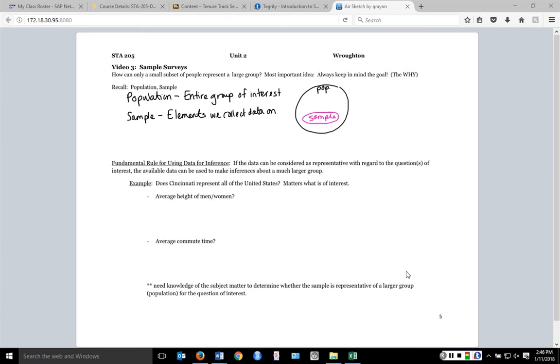And we're going to talk about this rule. It's called the fundamental rule for using data for inference. The idea here is to figure out at what point a sample can be representative of a larger group, but it also matters what question we're interested in. An example that I like to start with is, do you think Cincinnati could represent all of the United States? Most people's gut instinct here is no, Cincinnati could not represent all of the United States. But I like to argue it actually matters what is of interest to you.